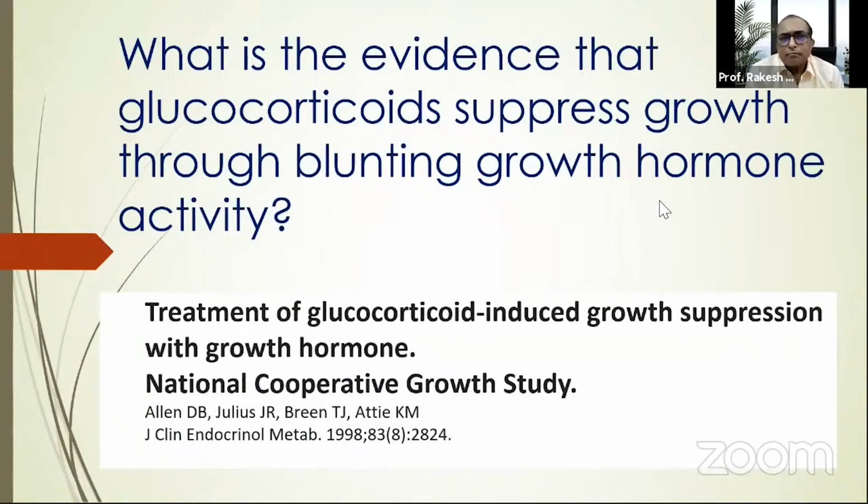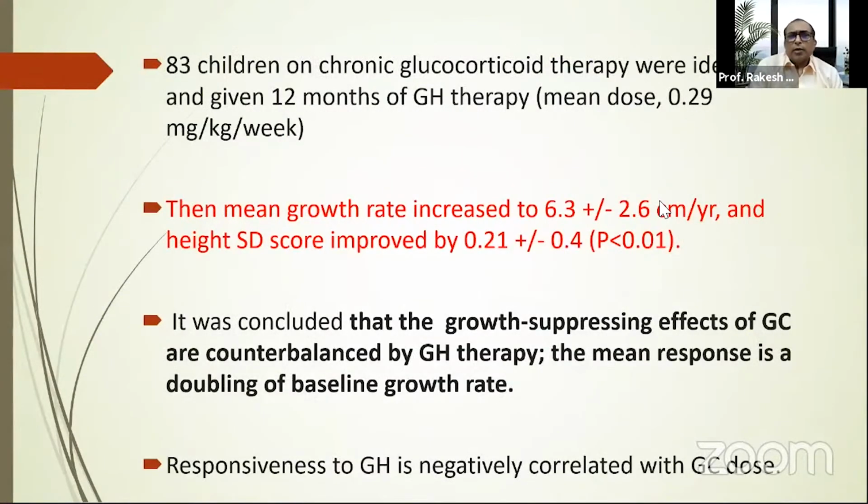Now, we said that we have a blunting of growth hormone secretion, and does replacement of growth hormone bring about an improvement in the growth velocity in these children? This is something which was studied in an article published quite some time back. They studied 83 children who were on chronic glucocorticoid therapy, receiving growth hormone for at least 12 months at a dose of 0.29 milligrams per kg per week. The growth velocity increased to 6.3 plus or minus 2.6 centimeters per year, and height SD score improved. It was concluded the growth suppressing effect of glucocorticoids is counterbalanced by the growth hormone therapy. The mean response was an almost doubling of the growth velocity in these children.